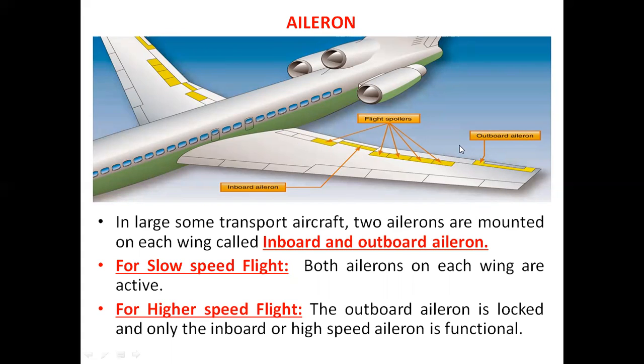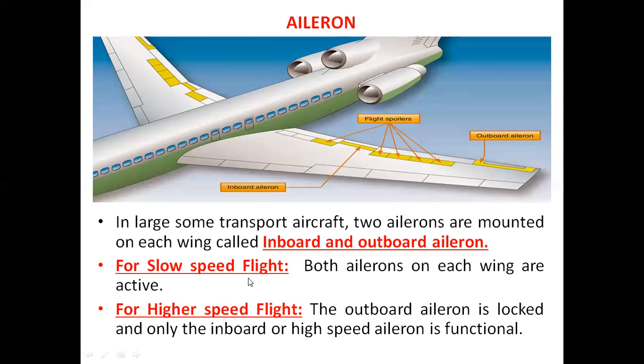As an example, suppose this is a left wing. So the left wing contains this inboard aileron, and here it is the outboard aileron. Similarly, a right wing will contain inboard aileron and outboard aileron. So that means transport category aircraft has four ailerons. Two ailerons are mounted on each wing. They are said to be two inboard aileron and two outboard aileron.